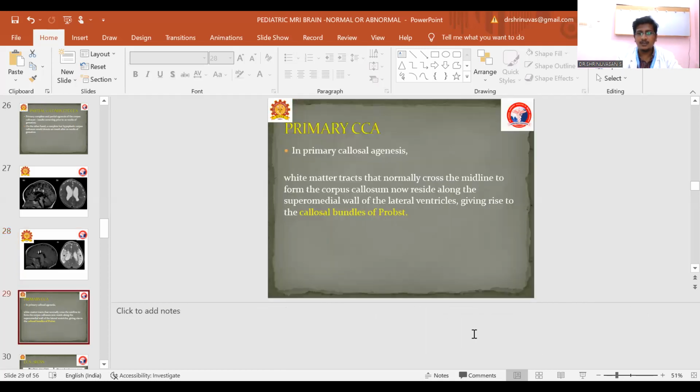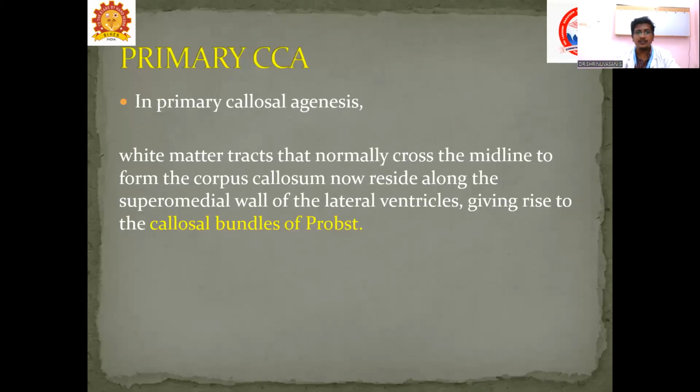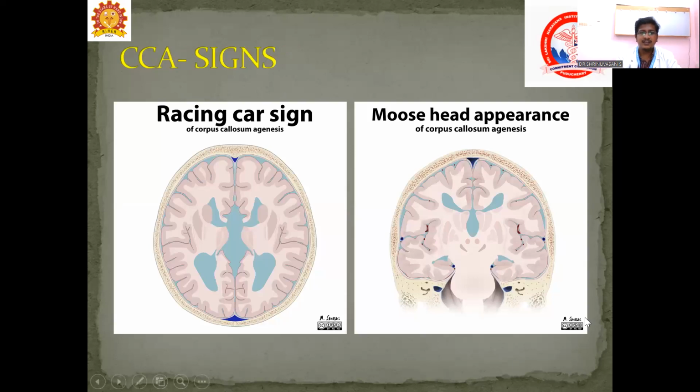So what is primary corpus callosal agenesis? In primary corpus callosal agenesis, the white matter tracts that normally cross the midline to form the corpus callosum reside along the supromedial wall of the lateral ventricles, giving rise to callosal bundles of Probst. We call them Probst bundles. So you can see some other signs also in complete corpus callosal agenesis. One is called the raised car sign, and another one is moose head appearance.